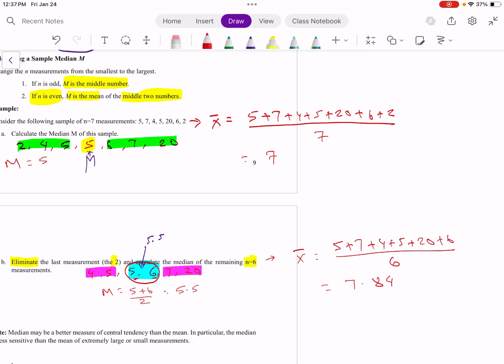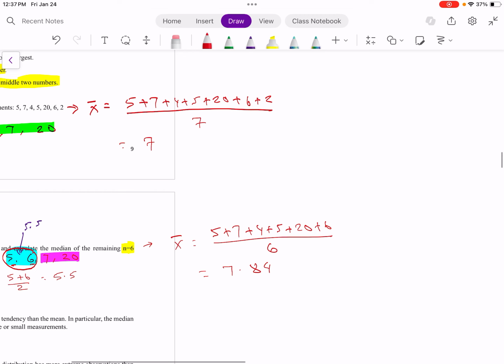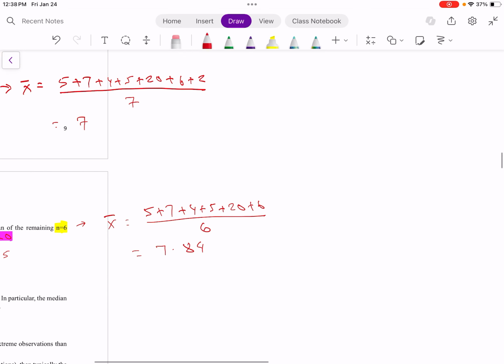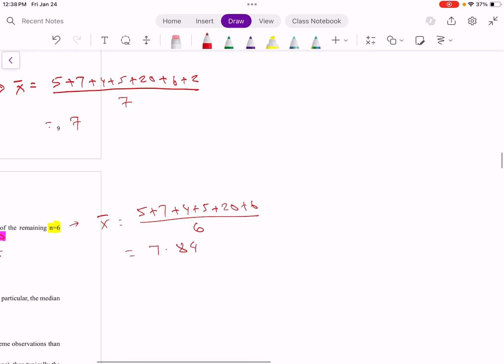Okay, now, so instead of eliminating 2, what happens if we eliminate 20? Let's find the median and mean. Now instead of eliminating 2, I want you to eliminate 20. So your data set is 5, 7, 4, 5, 6, 2. So we eliminated 20 instead of 2. What will be the median and mean for this sample?